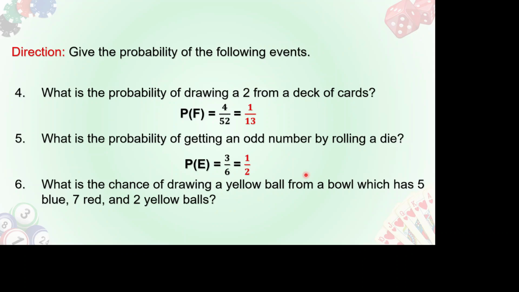Number 6, what is the chance of drawing a yellow ball from a bowl which has 5 blue, 7 red, and 2 yellow balls? Again, this is straightforward. We have 2 yellow balls, and there are 5 plus 7 is 12 plus 2, 14 balls in total. So 2 over 14, when simplified, will give us 1 over 7.